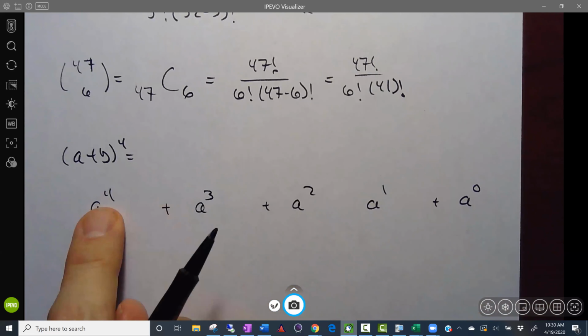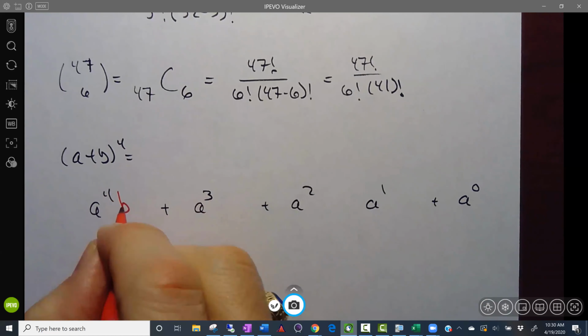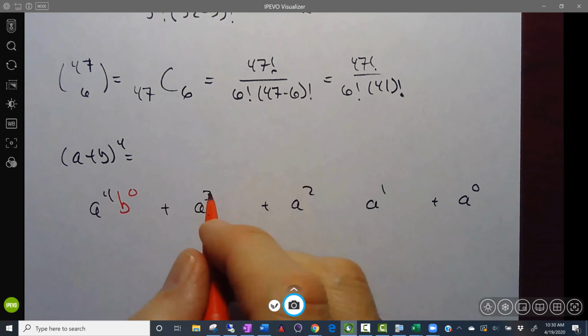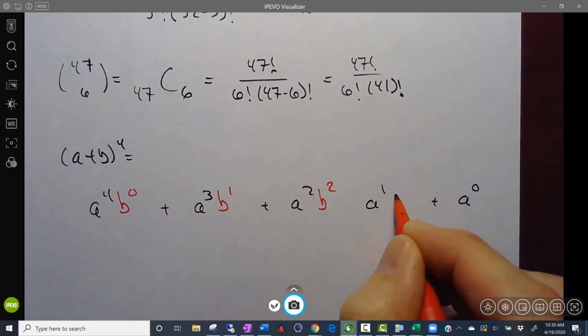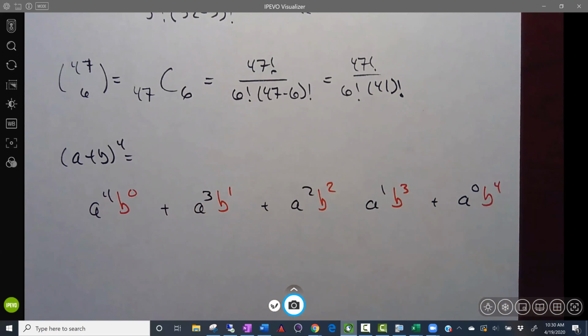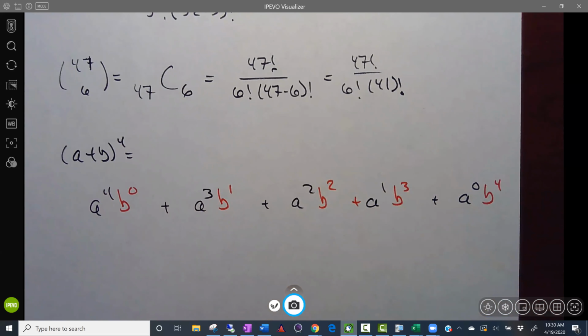So notice that they're decreasing in powers. But at the same time, I need something else. I need my powers of b. B is going to run in the opposite direction of a. I'll start out with b to the 0, b to the 1st, b to the 2nd, b to the 3rd, and b to the 4th. Probably should put a little plus sign in here as well. Actually, it's not exactly the ideal spot for that plus sign.